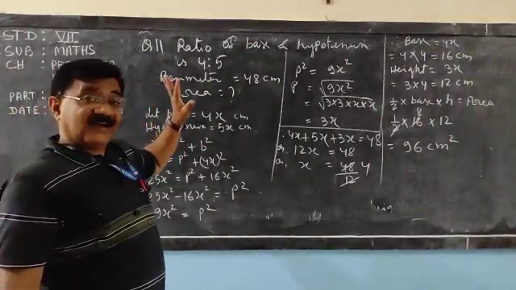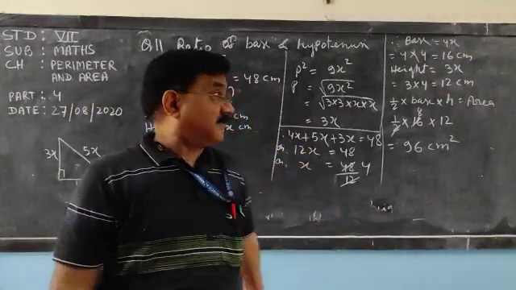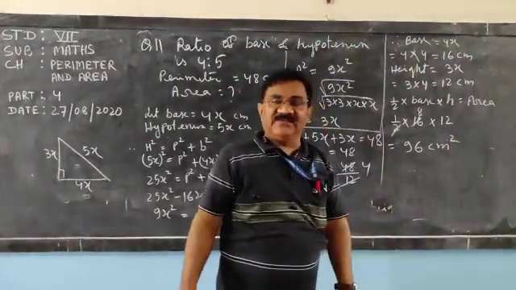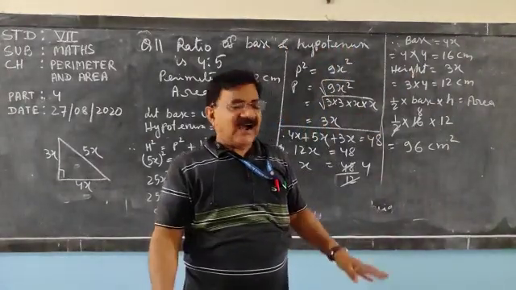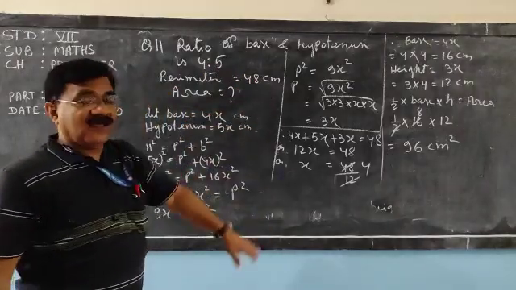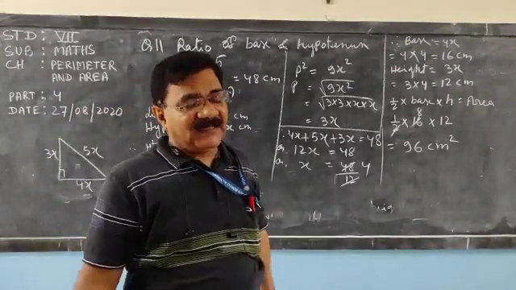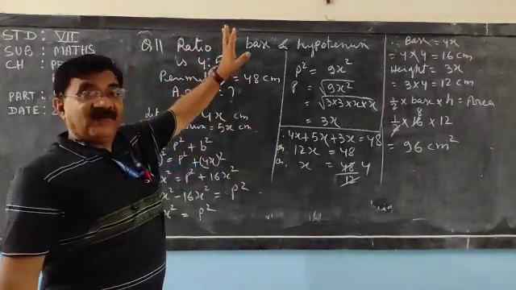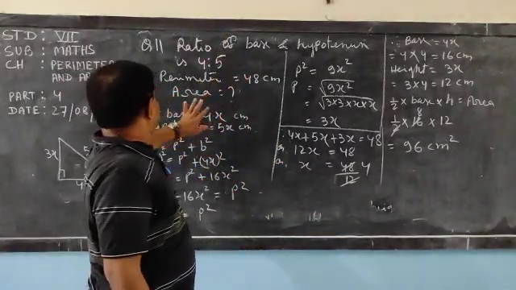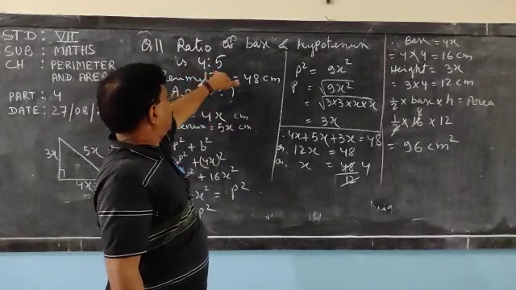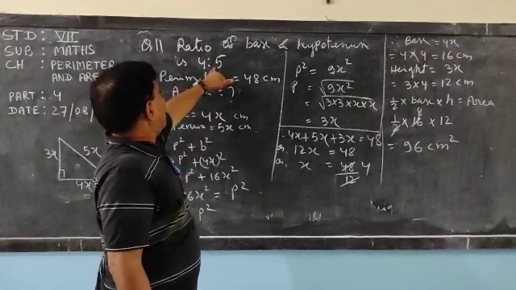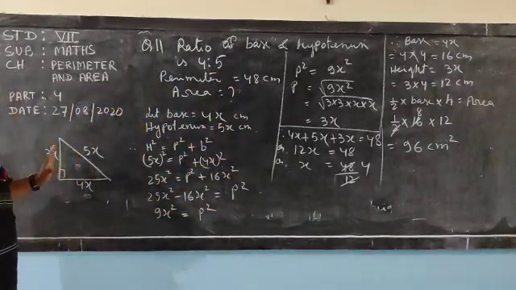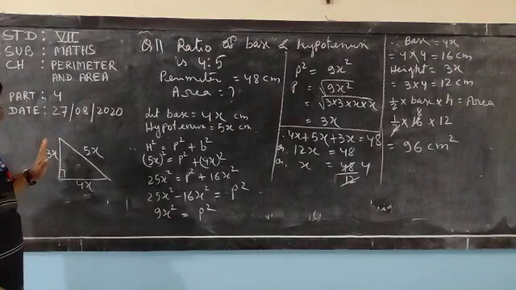Once more try to understand this question. Dear children, ratio of base and hypotenuse is given. Ratio. And perimeter is given. And we are asked to find the area. What we will do? First, whenever ratio comes, take it as x. Let base is equal to 4x and hypotenuse is equal to 5x. And hypotenuse and base is given, it means it is a right angled triangle.